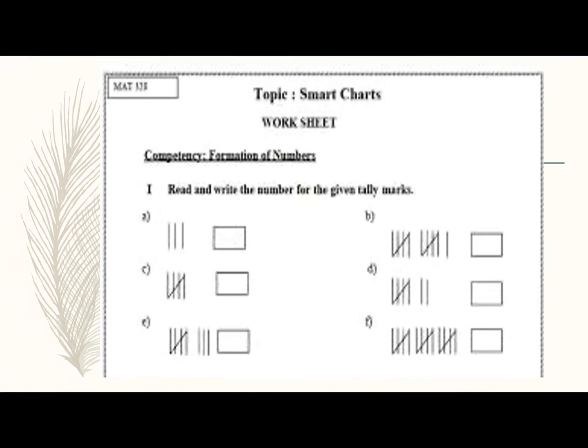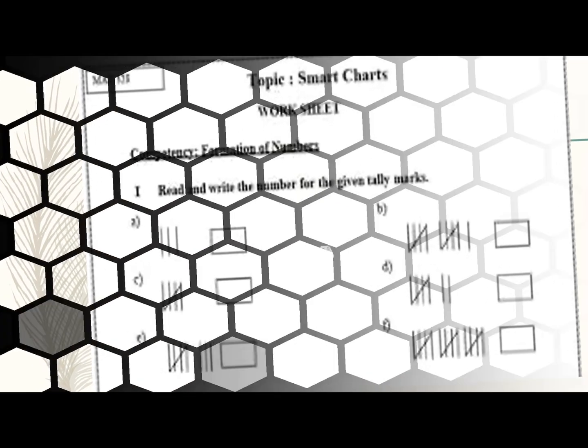Number C is how many here? 5. Number D is 5 plus 2, here it is 7. Number E is here 5 plus 3, it is 8. Number F is 5 plus 5 plus 5 is 15. So this way, just by counting the numbers, you can write the tally marks. It will be easier for you to calculate.